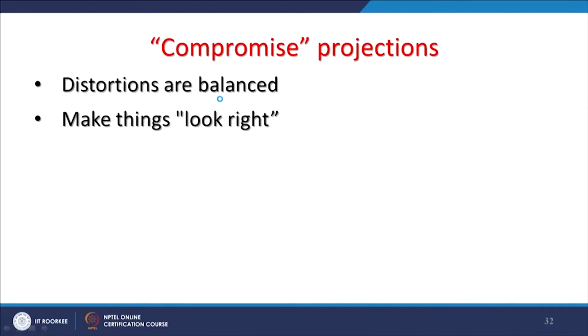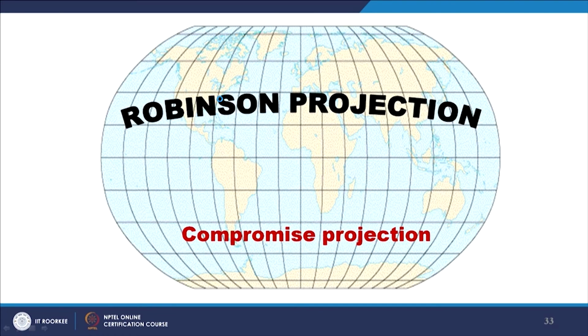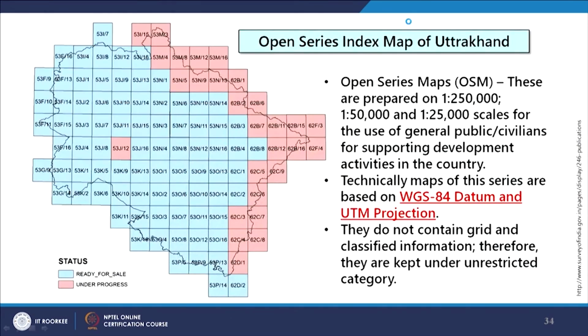Now, people have also developed some projections which are called compromise projections. So, they try to balance the distortions and also make things look right, and shape is distorted more in the polar regions than at the equator. This is the compromise projection, which is called the Robinson projection. Though at the polar regions you are having very bad distortions, in the mid regions it is quite good. So, again there are advantages and disadvantages, means trade off.